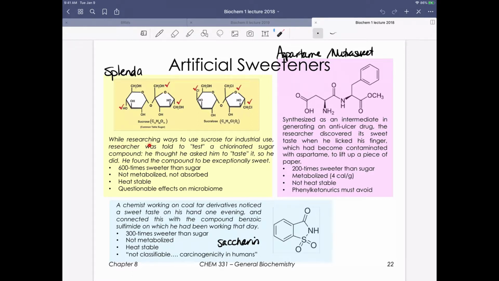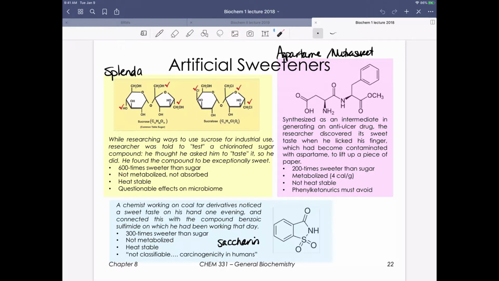So just some interesting backstory on this. While researching ways to use sucrose for industrial use, a researcher was told to test a chlorinated sugar compound. He thought they asked him to taste it, or that's what he thought it meant to test it. So he did, and he found it to be exceptionally sweet. It is 600 times sweeter than sugar. Why it is non-caloric is that it's not metabolized. It's not even really absorbed from your intestinal tract, which is why some people consider it to be safe for humans, because it doesn't even get into your bloodstream.